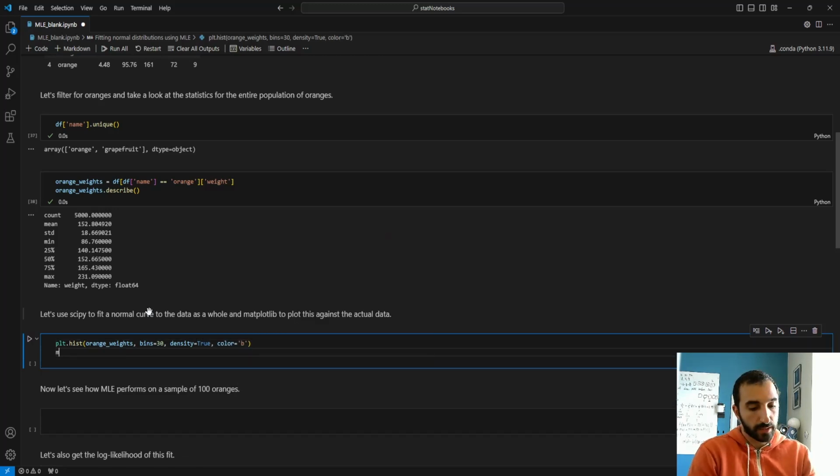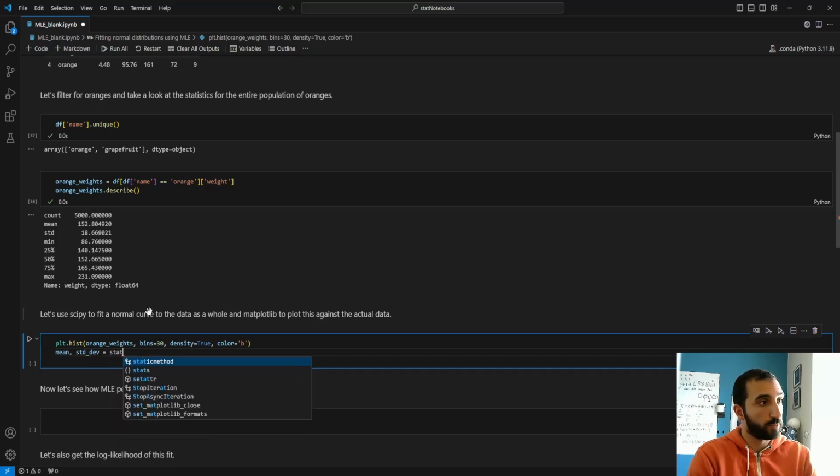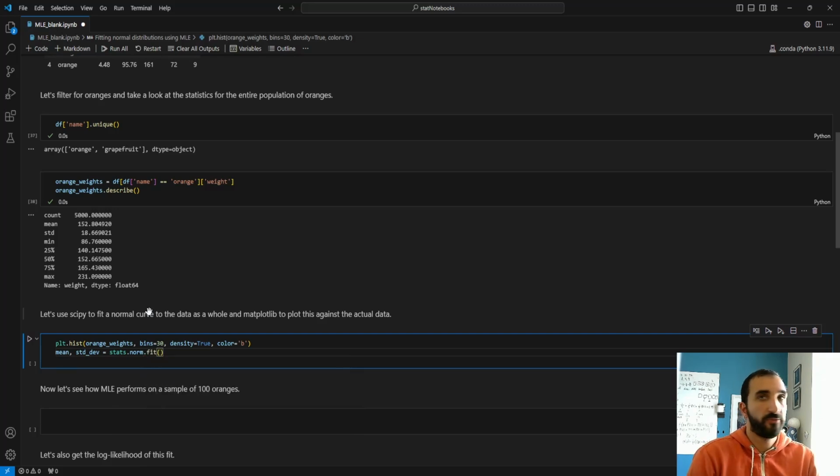Okay, now let's fit the normal curve. So like we said before, a normal curve is completely determined by its mean and its standard deviation. So I'm going to have a mean and a standard deviation, and what's going to return that for me is stats.norm. That's all the normal distribution stuff inside of Scipy stats. And I want to fit this to the orange weights.